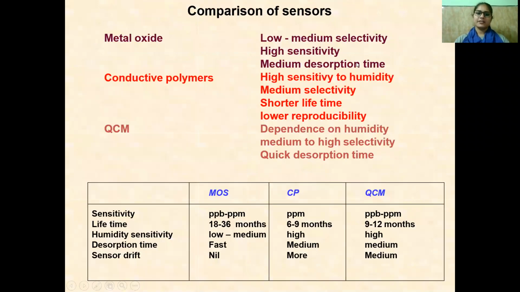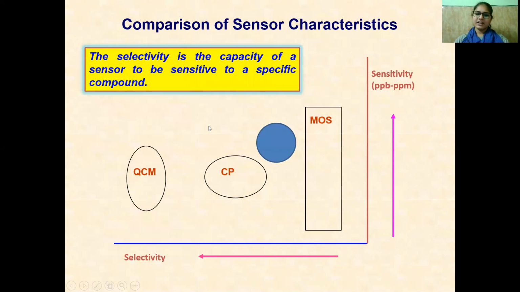Then we have the comparison of sensors. Metal oxide sensors have low to medium selectivity, high sensitivity, and medium desorption time. Conductive polymers have high sensitivity to humidity, medium selectivity, shorter lifetime, and lower reproducibility. QCM has a dependence on humidity, medium to high selectivity, and quick desorption time. This is the comparison of the sensor characteristics.